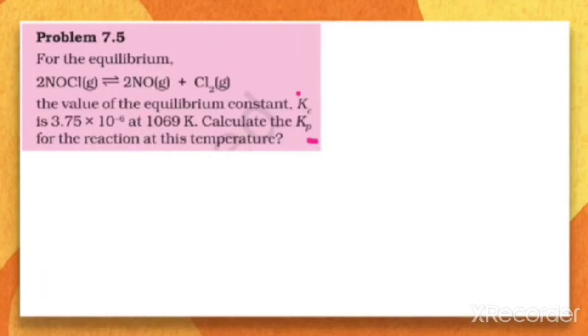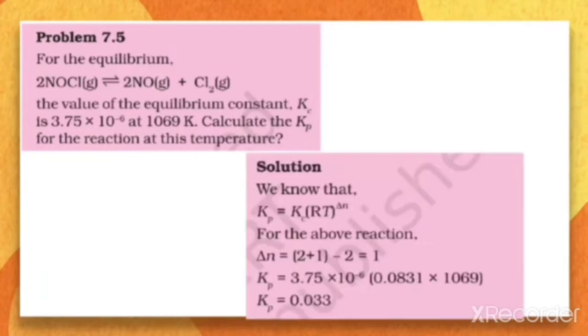So how do we do this type of problem? We need to make a relation between Kp and Kc. For this problem, we'll apply the formula Kp is equal to Kc (RT) to the power delta n. Now it is very important to find out delta n here. How do we find delta n? Delta n is equal to (c plus d) minus (a plus b), that is the number of moles on the product side minus the number of moles on the reactant side.